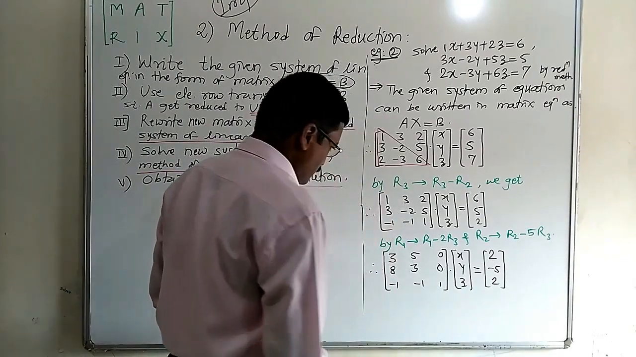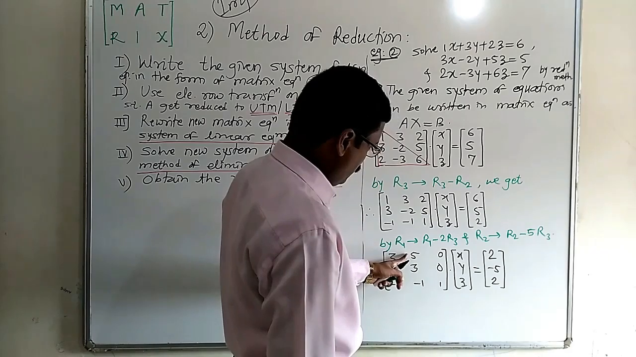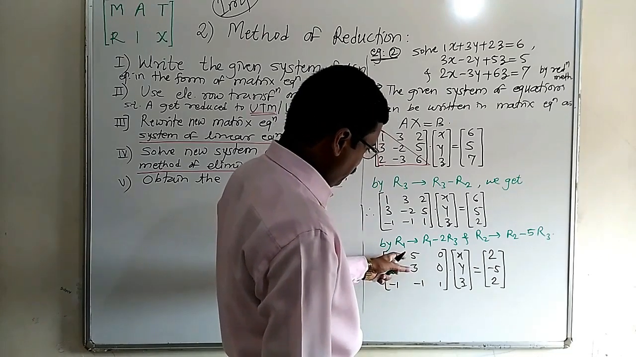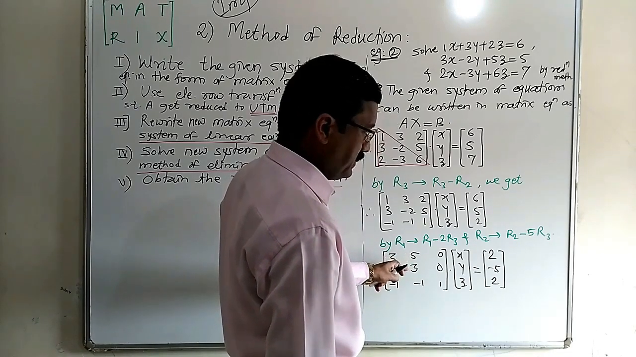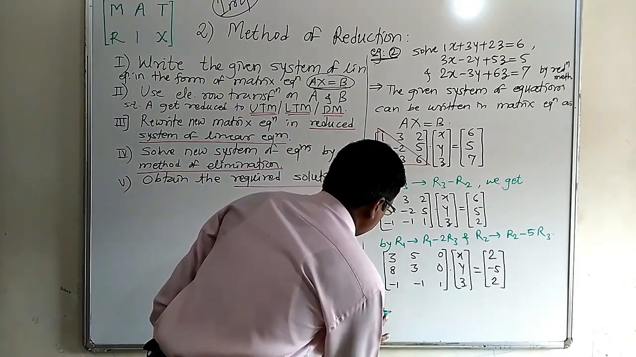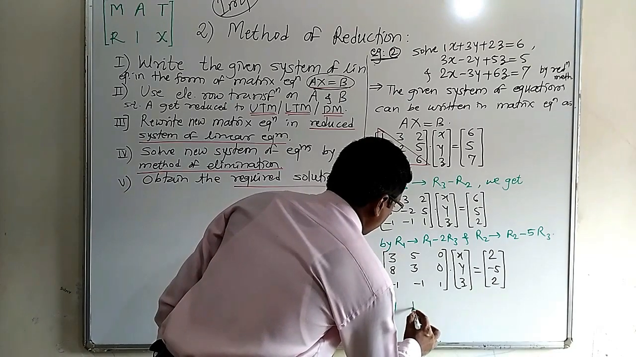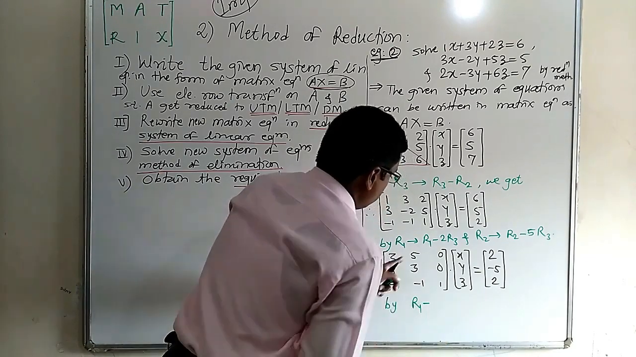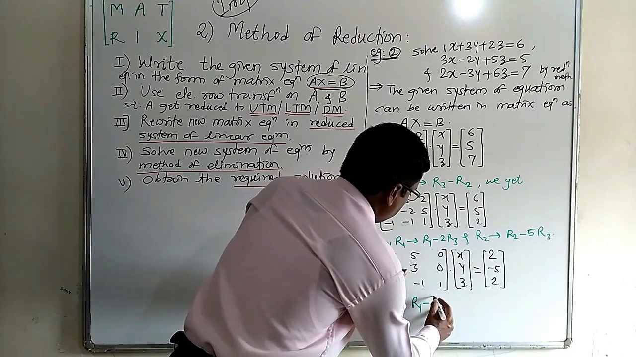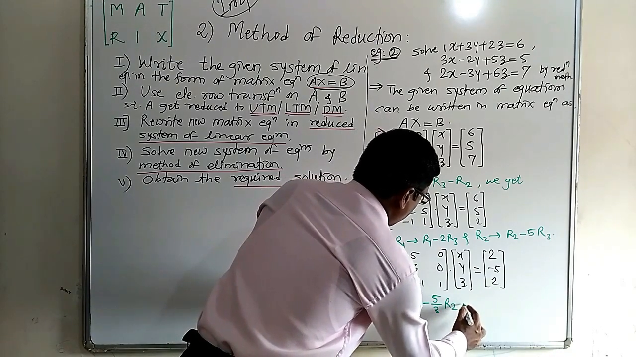Now in the next step, what to do? We have to make this 5 zero. For that, we will multiply this by 5 by 3 and we will subtract it. So therefore, here now by R1 minus 5 by 3 times R2.